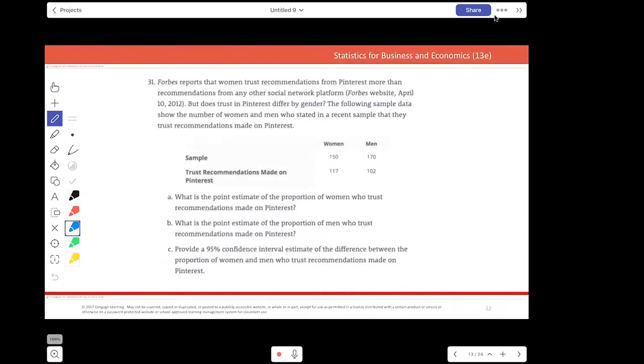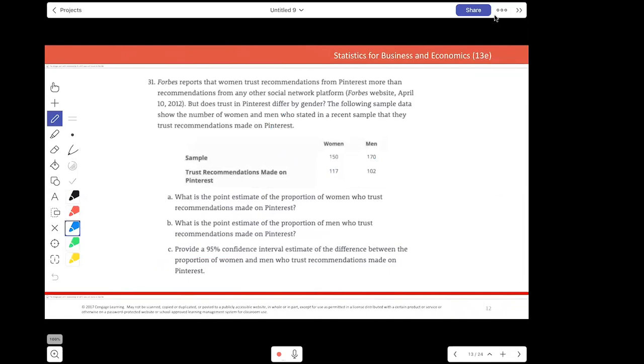Here's another example. Forbes reports that women trust recommendations from Pinterest more than recommendations from any other social media platform. But does trust in Pinterest differ by gender? In other words, if we were looking at Pinterest alone, is there a difference between the level of trust of men versus women? So we have sample data: 150 women, 170 men. 117 women say they trust it, and 102 men say they trust Pinterest.